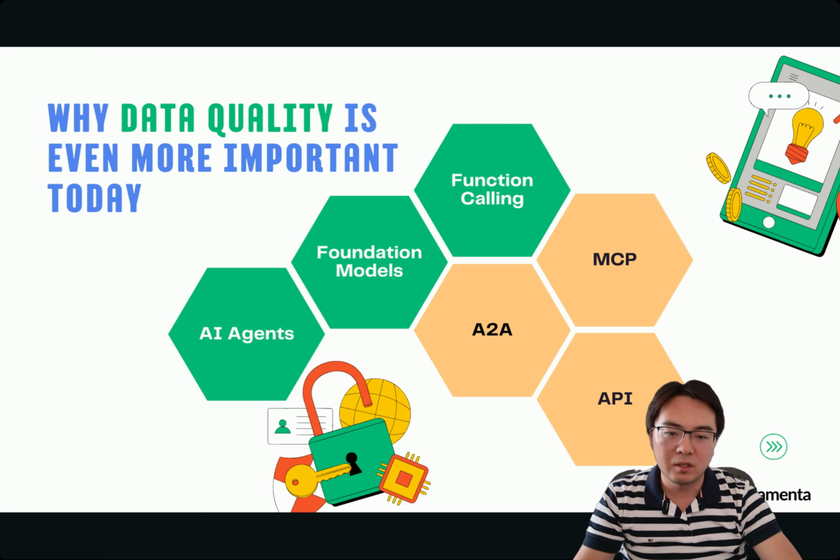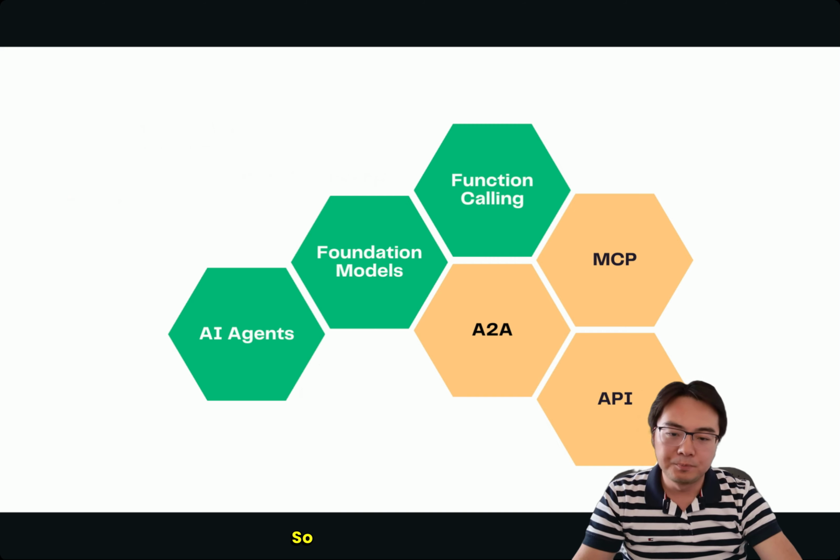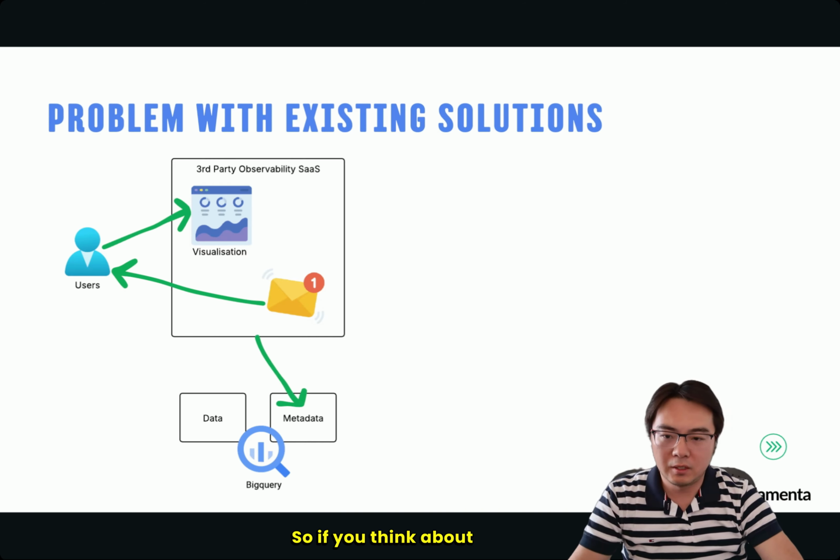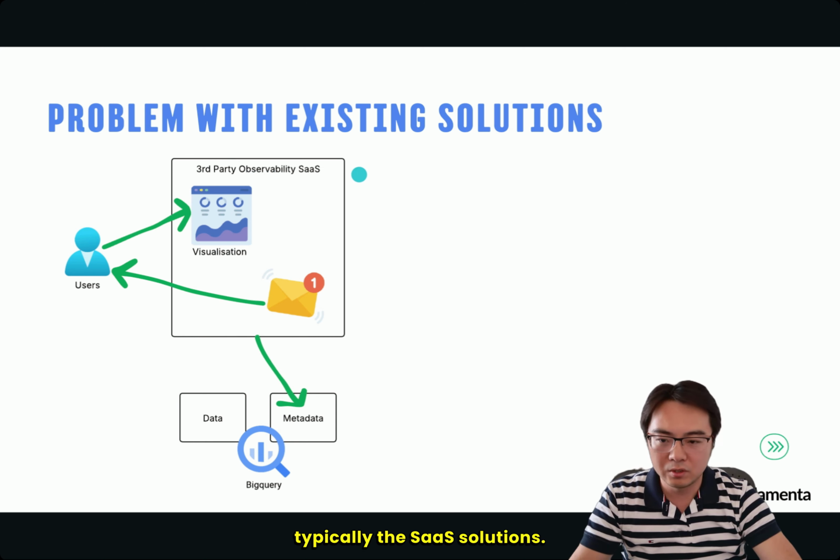But without talking about data quality, you literally cannot build any of these, especially not at scale, because things will very quickly fall apart when it gets complex. So if you think about today's landscape, you have many solutions that rely on third-party observability tools, which are typically SaaS solutions.